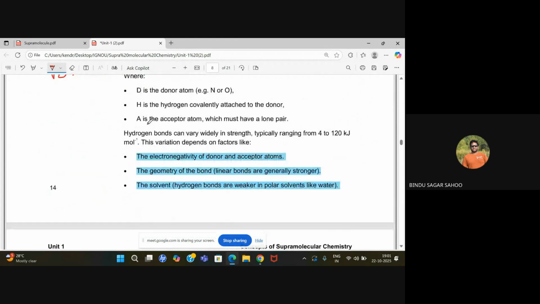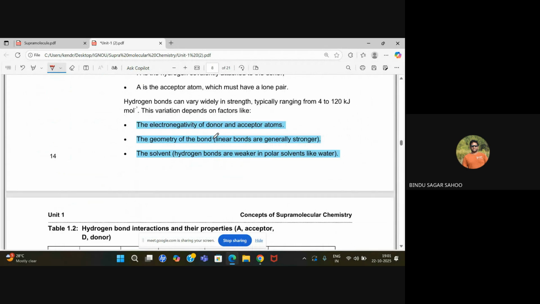The strength of a hydrogen bond is always in between 4 to 120 kilojoule. This variation in their strength, or in their typical energy range, occurs due to several factors. You can remember these three factors. One is the electronegativity of the donor atom and the acceptor atom. If the electronegativity of the donor and acceptor atom is more, then it can hold this hydrogen atom more strongly. That means the more the electronegativity of the donor and acceptor atom, the more will be the strength of the hydrogen bond.